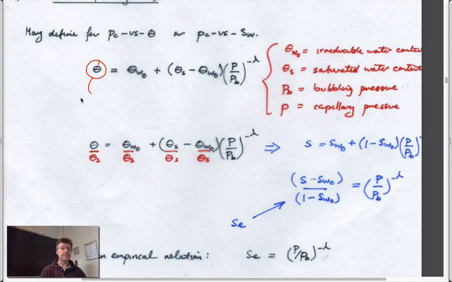volumetric moisture content. So on our capillary pressure versus saturation curves, that looks like this. So this is saturation of water, 100%, sorry, no.